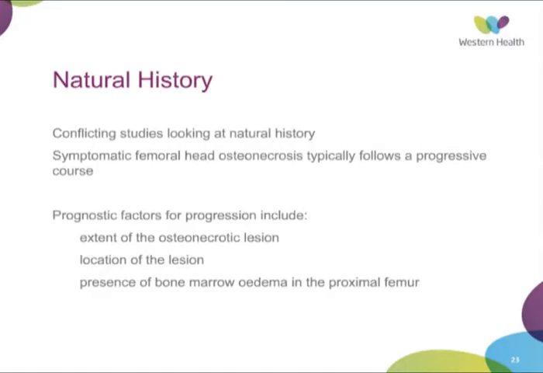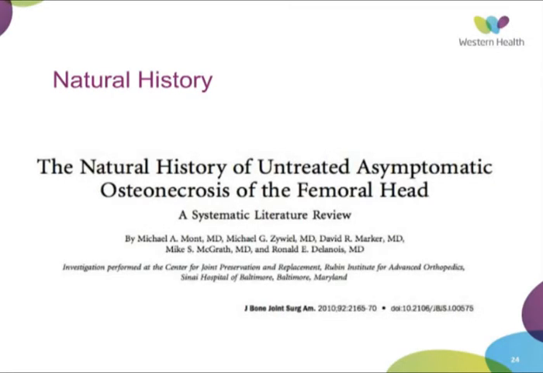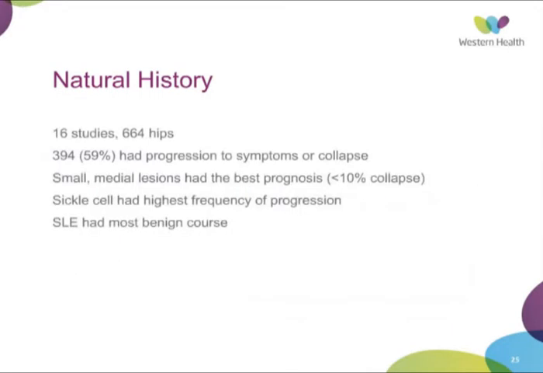This sentinel paper from Michael Mont in Maryland looks at the natural history of untreated osteonecrosis of the femoral head, and this was in asymptomatic individuals. It was a systematic review of 664 hips, and almost 60% progressed to symptoms or collapse. Smaller lesions and medial lesions had the best prognosis, which makes sense.